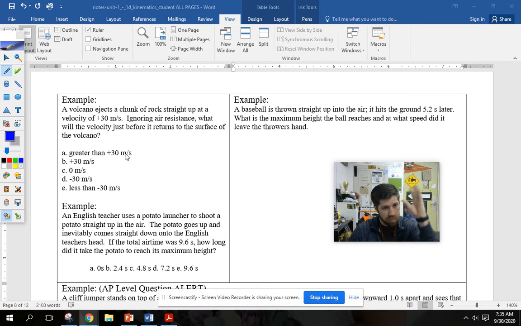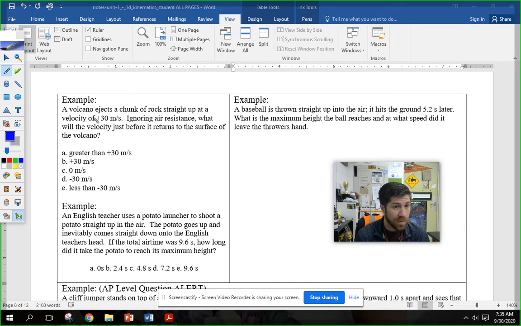So a volcano explodes, shoots a rock in the air, it flies up, and comes back down right to the same place, the brim of the volcano. If we think about the only force acting upon the rock in the air, ignoring air resistance, it is gravity. Then if it was shot up at 30 meters per second, it's coming down at negative 30 meters per second. That's it.